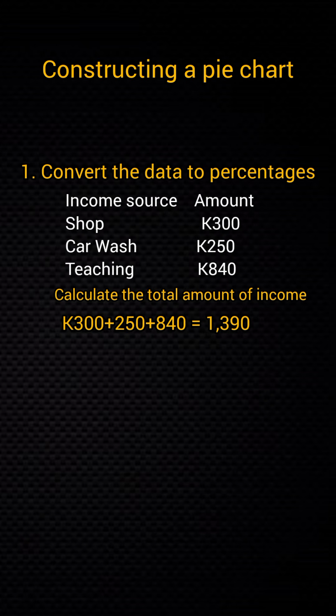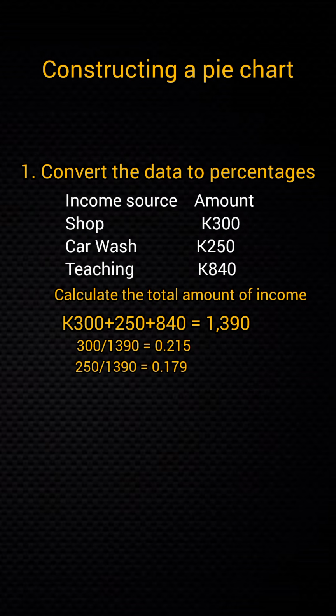So you use this data to calculate the percentage of income from each source. You take each amount and divide by the total income. So for example, if we take the income generated from the shop, which is 300 kwacha, we are going to divide this by the total amount by adding 300, 250, and 840. So that total amount comes to 1,390. So we'll divide 300 kwacha over 1,390. It gives us about 21.5. So if we round it off, it gives us 22.